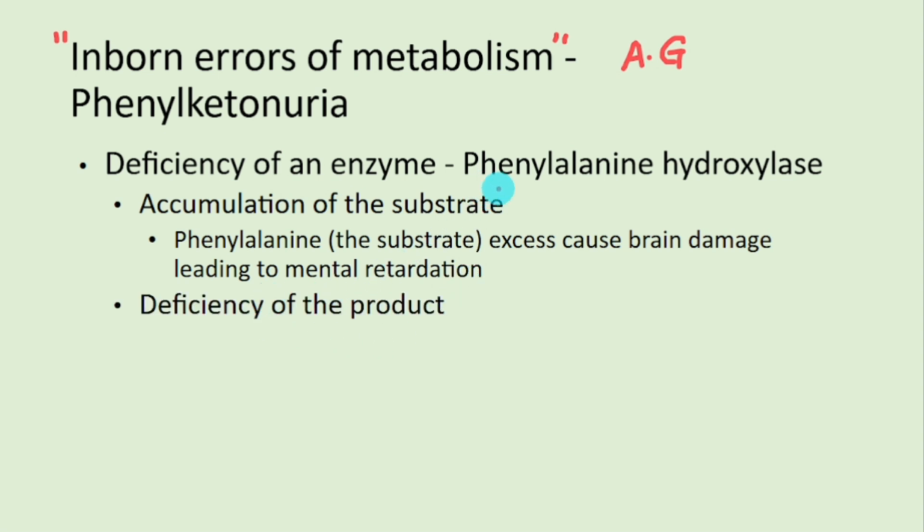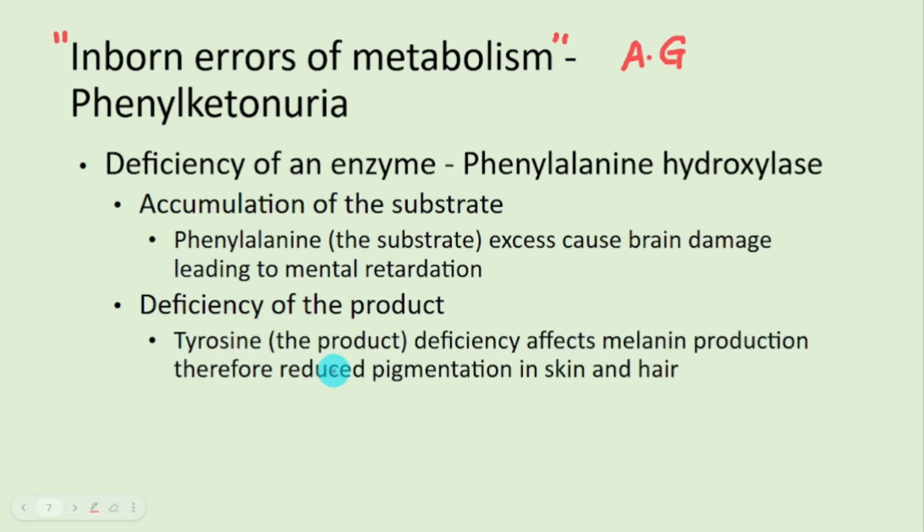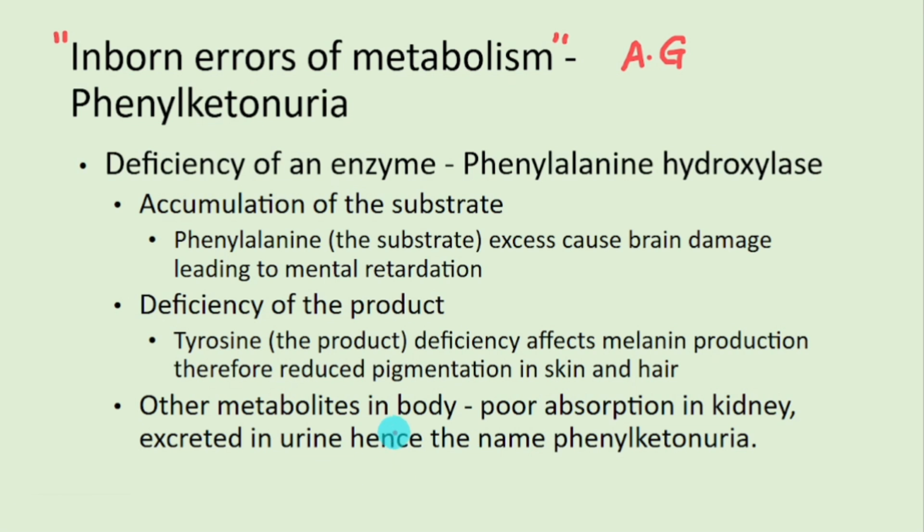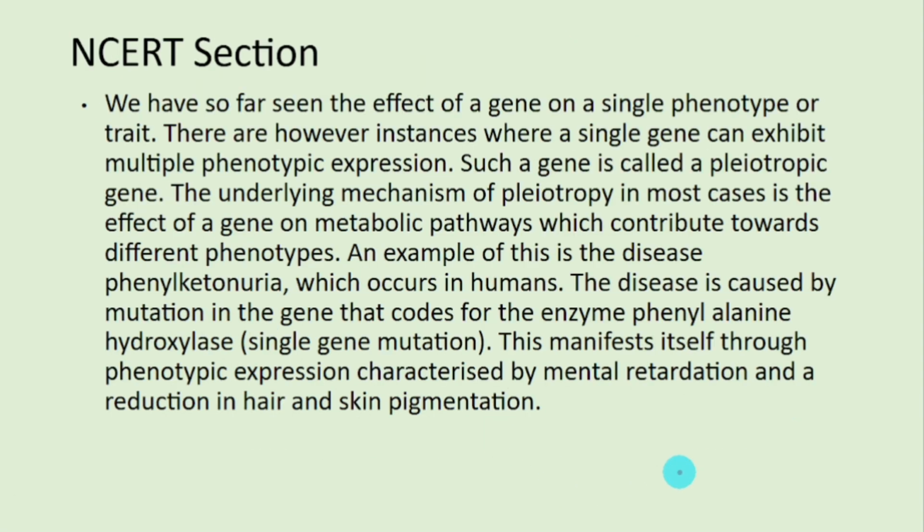And consequently, because this enzyme is no longer there, there will be deficiency of the product. The product is tyrosine, and this deficiency affects melanin production, therefore reduced pigmentation in skin and hair. So there will be production of other metabolites that show poor absorption in kidney, and therefore they will be excreted in urine, leading to phenylketonuria. So this is the paragraph in NCERT.